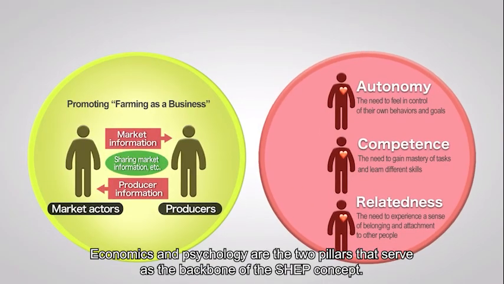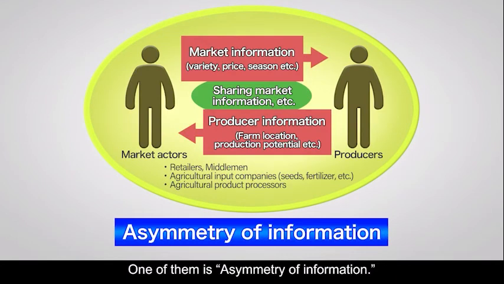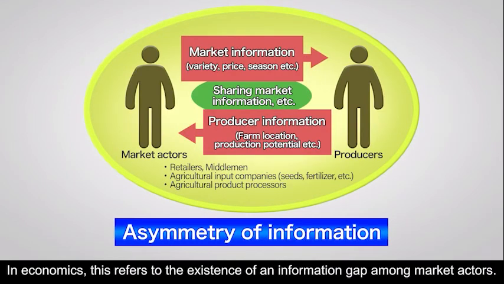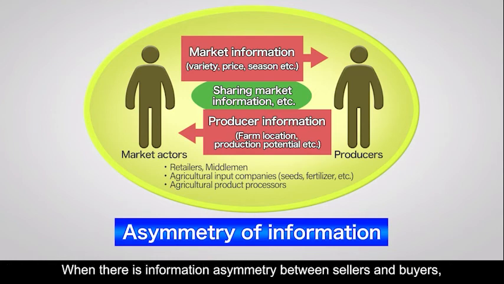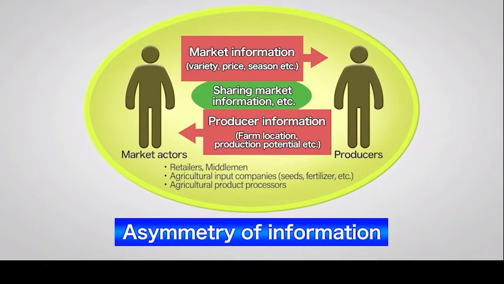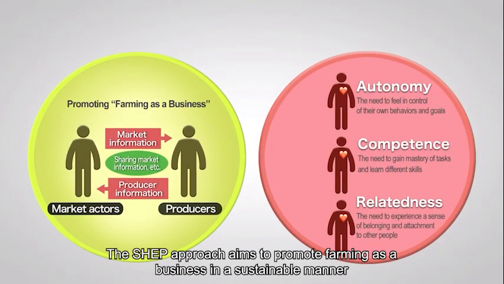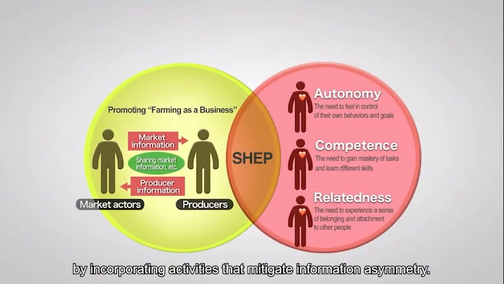Economics and psychology are the two pillars that serve as the backbone of the SHEP concept. One of them is asymmetry of information. In economics, this refers to the existence of an information gap among market actors. When there's information asymmetry between sellers and buyers, the economy becomes less efficient and both parties are disadvantaged. The SHEP approach aims to promote farming as a business in a sustainable manner by incorporating activities that mitigate information asymmetry.